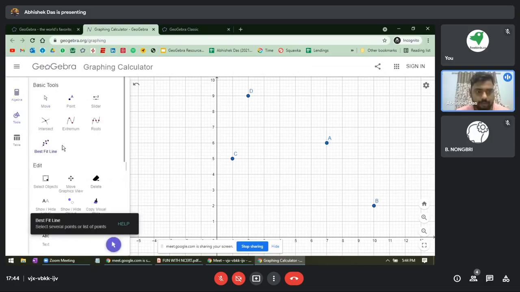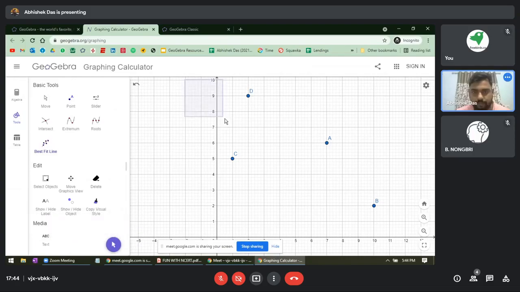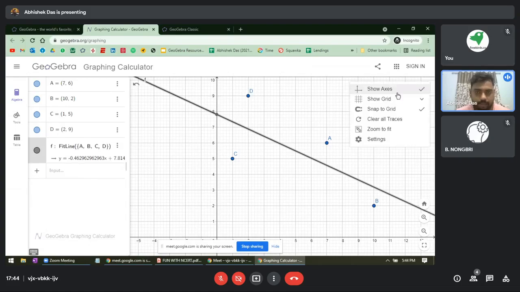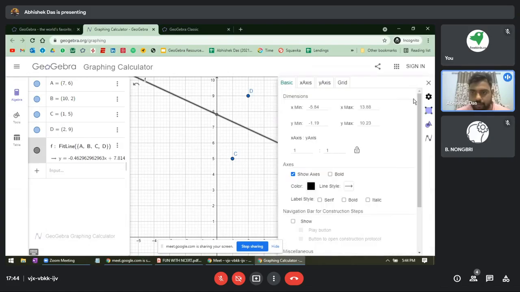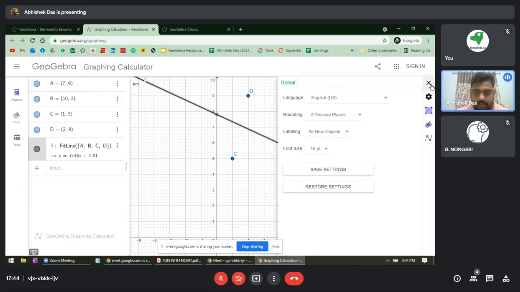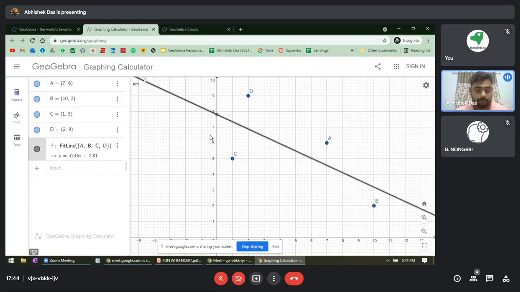Now, let's suppose you want a line of best fit, right? So what you can do is click on this tool and just drag it from the top left corner downwards, and you will get a straight line. Over here in this algebra, you can see that the equation of the line of best fit has been shown. Now, I can just go over here and again round off to 2 decimal places, and you can see the equation. This is the slope-intercept form of linear equation. Right? You can also change the color of the line.